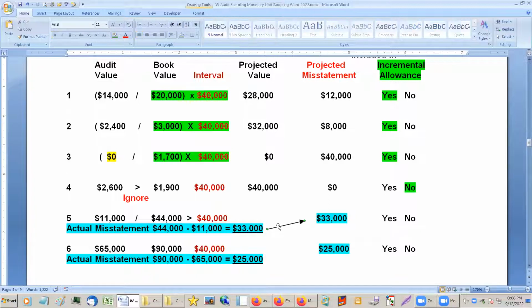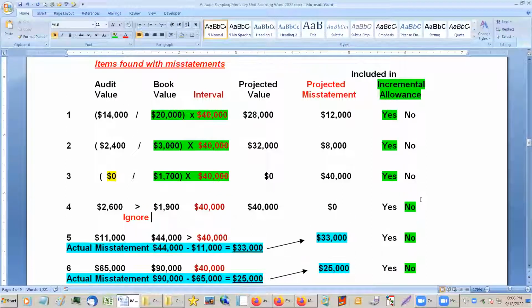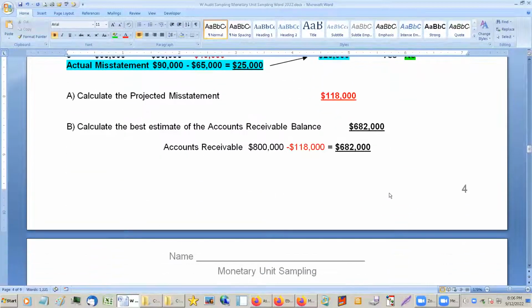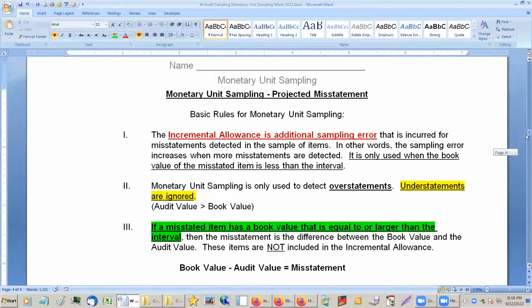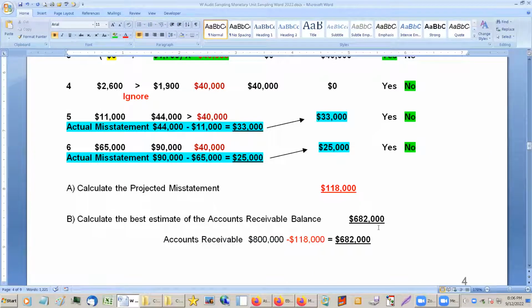But down here, for these two, nothing more could go wrong. They cover the entire interval. This one covers at least 2 intervals. So for these two down here, there would not be any incremental allowance. And if you're wondering what the incremental allowance is, we'll talk about that next class on Thursday. It's also in the video for this.